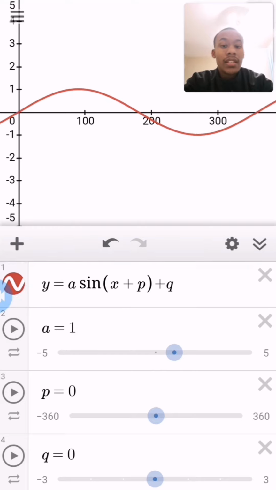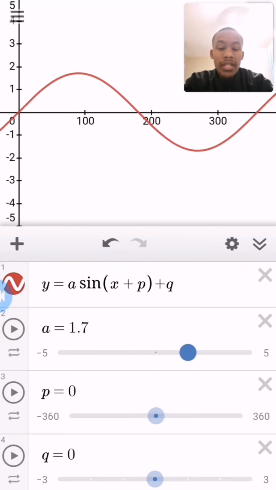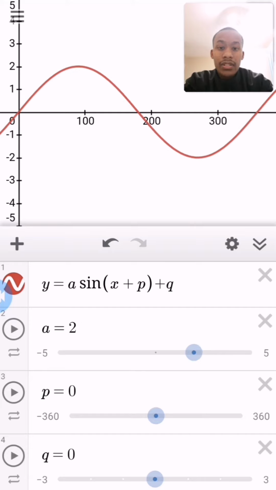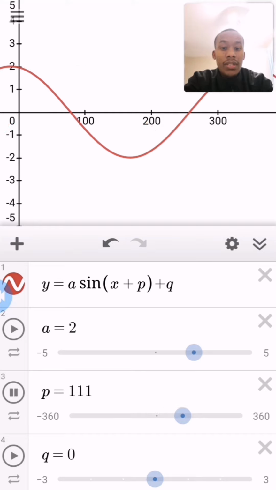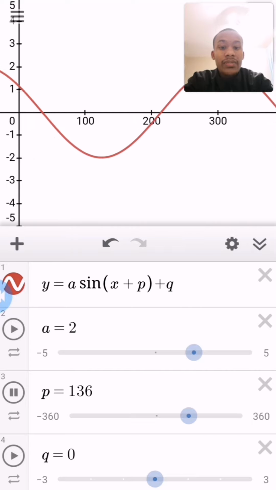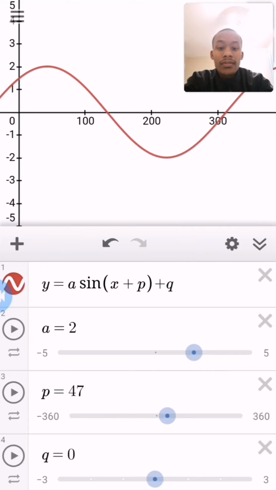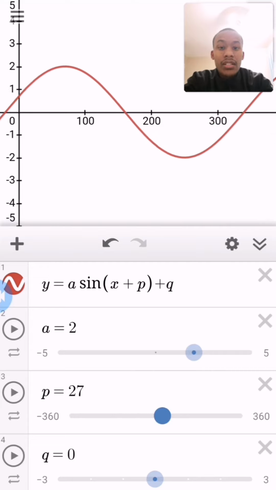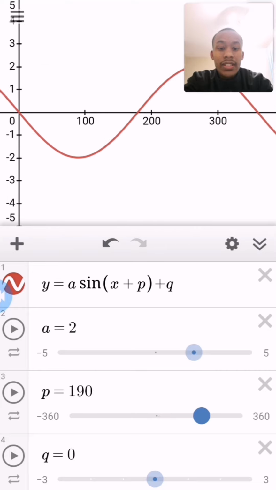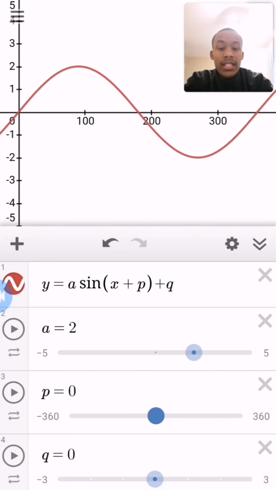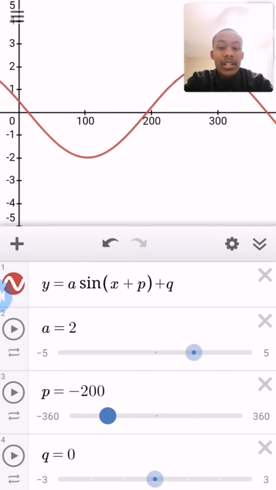Now we're going to have a look at what happens to that p value when you add something to the x. Okay, I'm just going to leave a at 2 just so we have a wider graph, I guess. So I'm going to play with p's value and we're going to see what happens now. p's value will determine the left and right movement, as you'll see now. So if p increases, the graph goes to the left, and if p decreases, the graph goes to the right. Let me do this slower. So if I increase p, notice the graph is going to the left. Okay? And if I decrease, let's say I start minusing, it goes to the right.